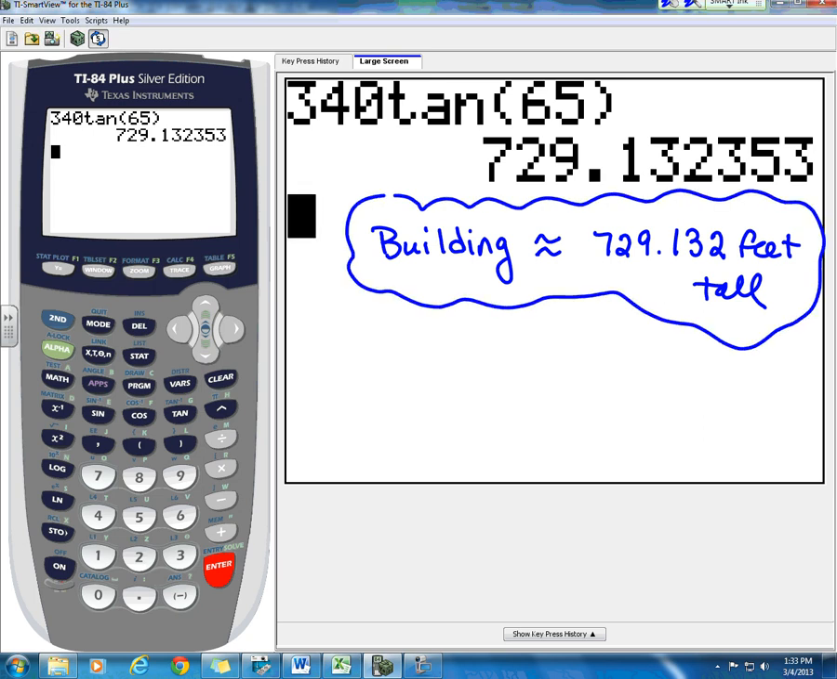So here's an instance where we don't have to go through the extra work for solving for the entire triangle, finding all the sides and all the angles. It's just finding the height of the building that we were after.